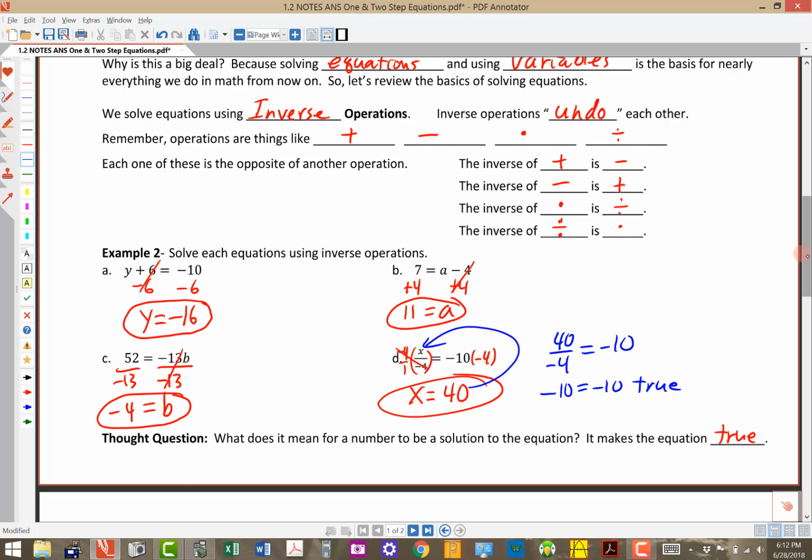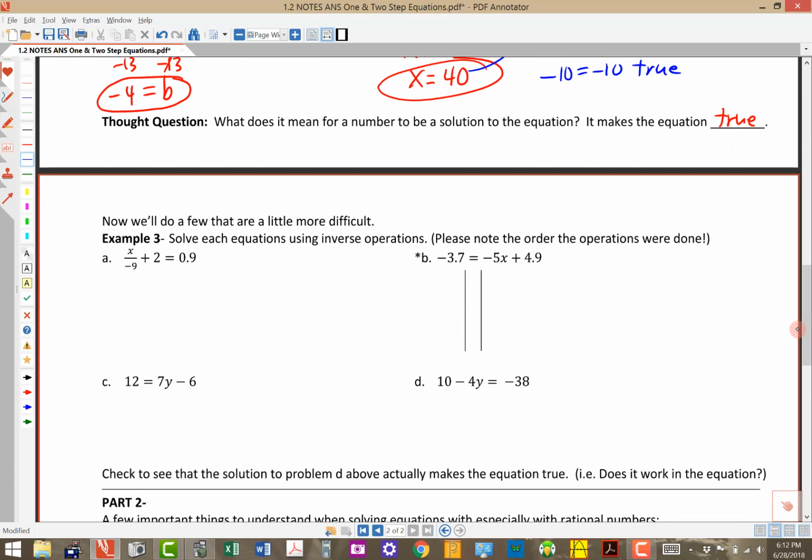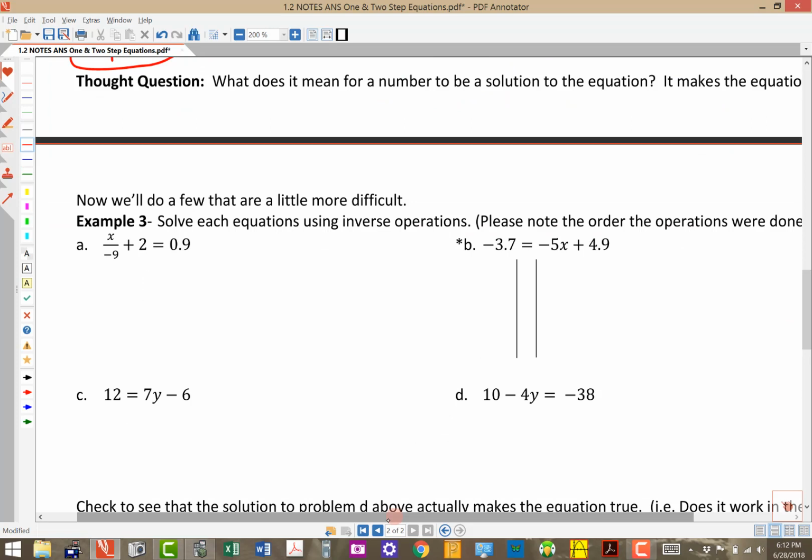So let's look at a couple that are a little bit more complicated, a little more difficult. And you can see I've zoomed in here a little bit. It says solve the equations using inverse operations. Please note the order that the operations were done. Remember, when we're solving an equation, what we want to do is isolate the variable. And that's just a fancy way of saying get the variable on one side by itself. So what we do is we isolate the variable term first. So we don't immediately start isolating the variable, we isolate the variable term.